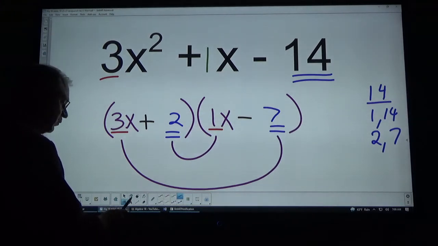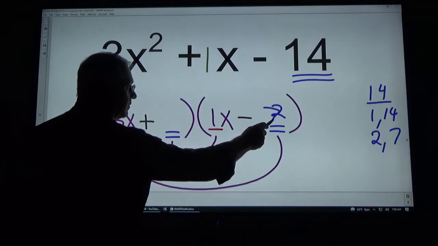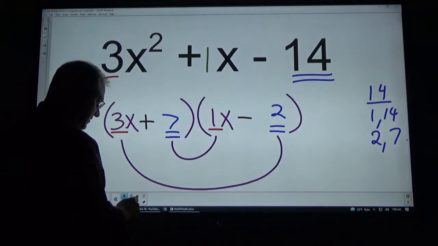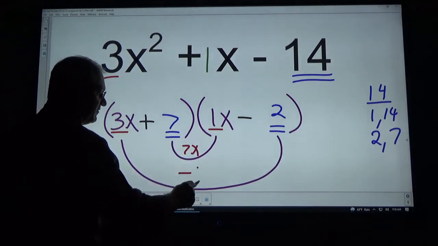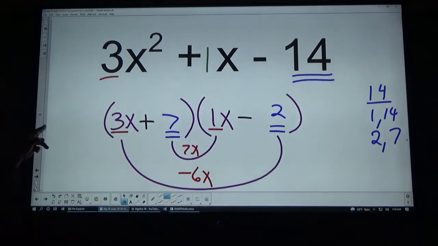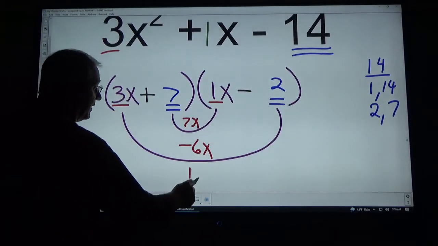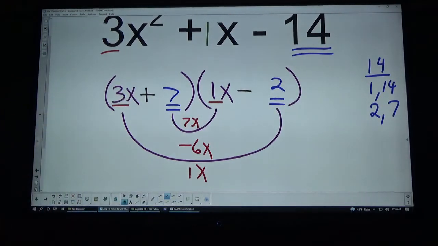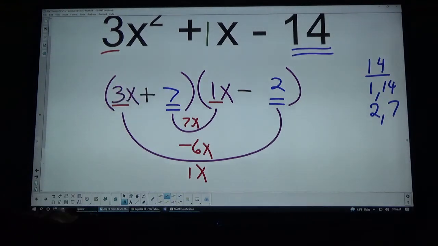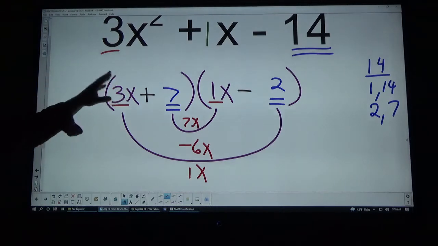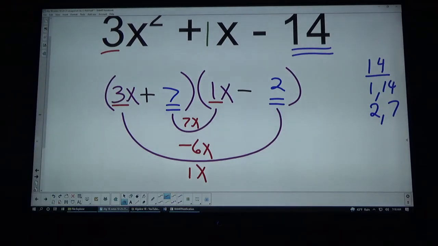And let's try swapping the two. That's going to give me 7x and negative 6x. And sure enough, that happens to be 1x, and that's exactly what I wanted. So my answer is 3x plus 7, 1x minus 2. You can do the pointing over on the side. I just didn't do that in this case. Some students are going to want to just plug them in and try until they get the right pair. And that is not a problem.